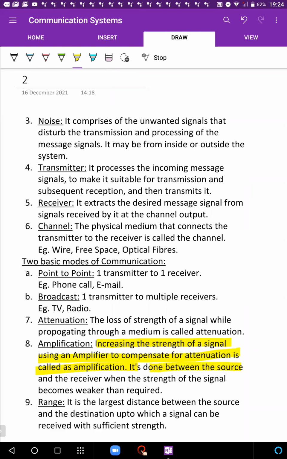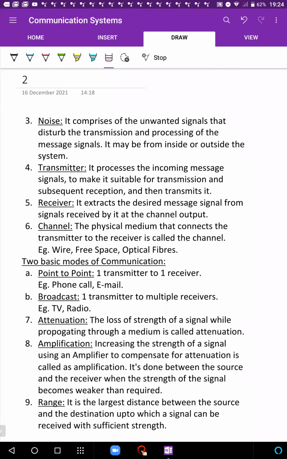It's done between the source and the receiver when the strength of the signal becomes weaker than required. So if your signal becomes too weak, then you may have certain towers in the middle which pick up the weak signal, strengthen it again, and then pass it on.